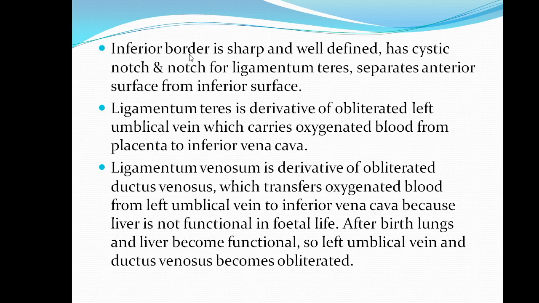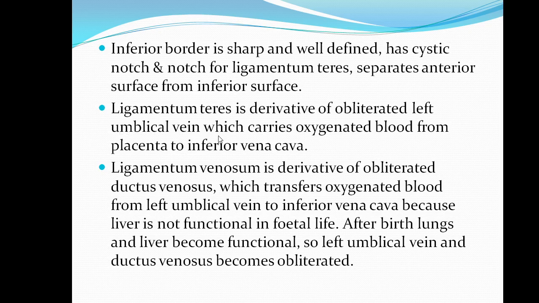The inferior border is sharp and well defined, with a cystic notch and a notch for the ligamentum teres. It separates the anterior surface from the inferior surface. So the inferior border separates the anterior surface from the inferior surface. The ligamentum teres is a derivative of the obliterated left umbilical vein.